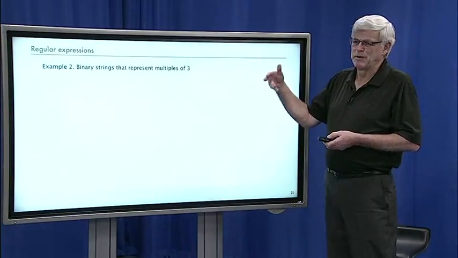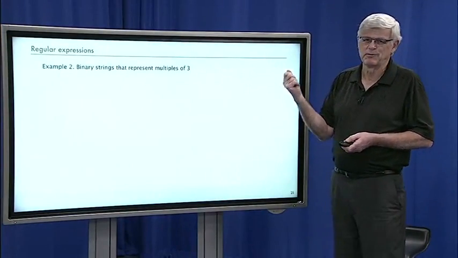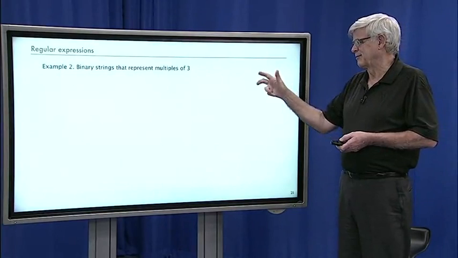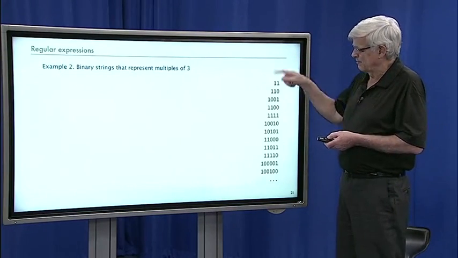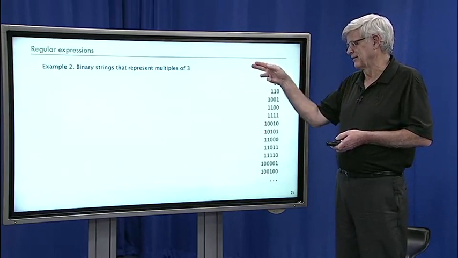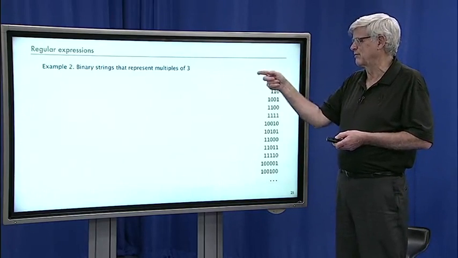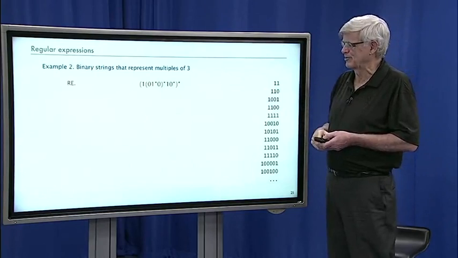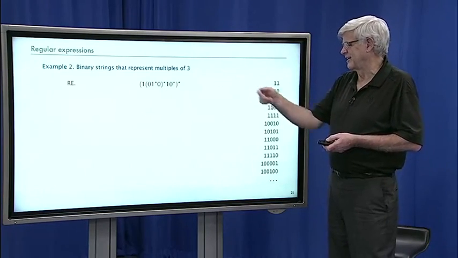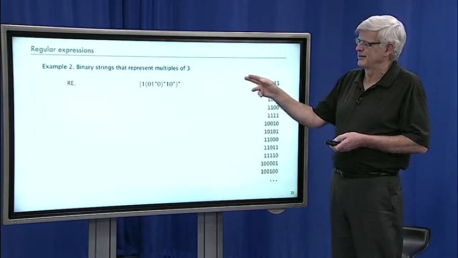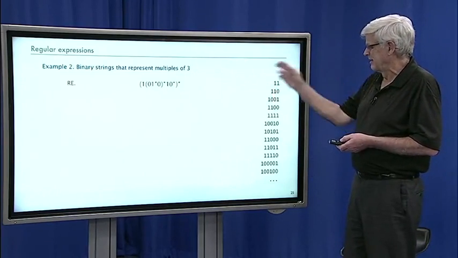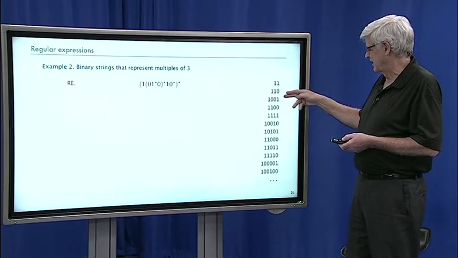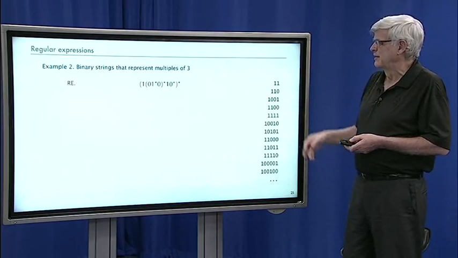Here's another example. What about binary strings that represent multiples of 3? This is a famous example of a finite state machine with 3 states. You can derive a finite state machine for this, or you can get this regular expression. And again, I'll leave it to you to believe that this is multiples of 3, but that's the one. This is 3, 6, 9, 12, 15, and so forth.